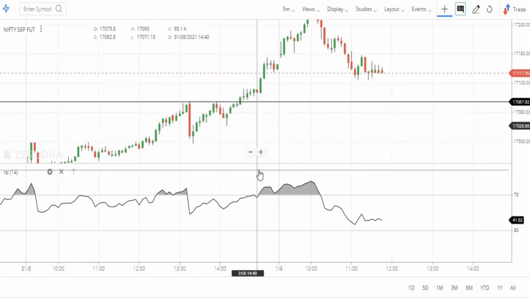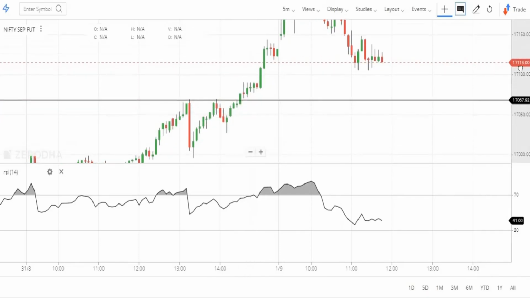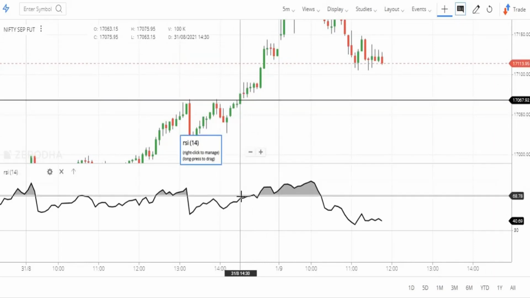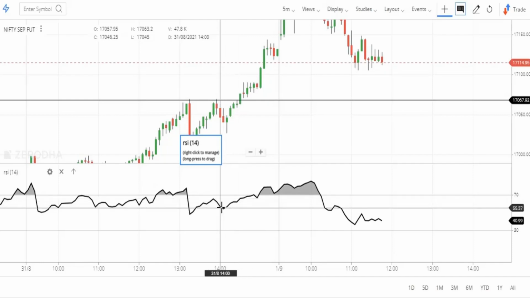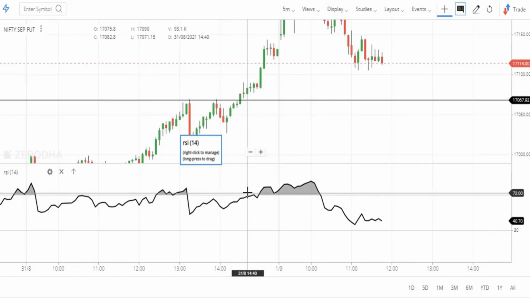So the resistance was not a resistance anymore. If you focus on this particular candle, it broke above the resistance, right? And then you have to see where the RSI was. RSI was at 66, which means RSI is going into the overbought zone according to people. So people are getting ready to sell as soon as it hits the 70 or 80 level.